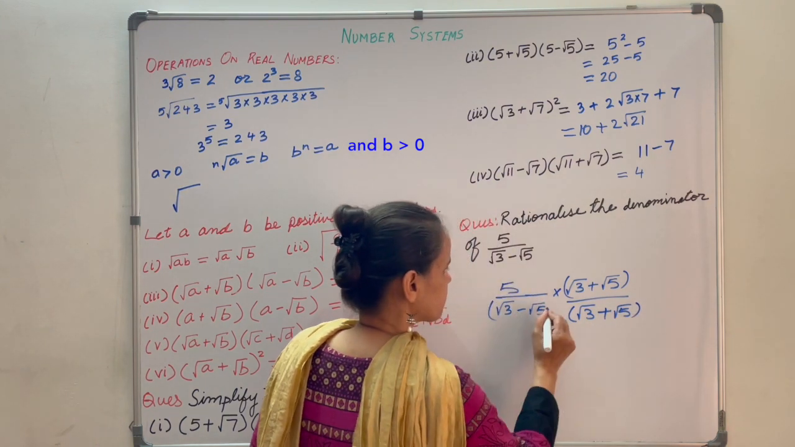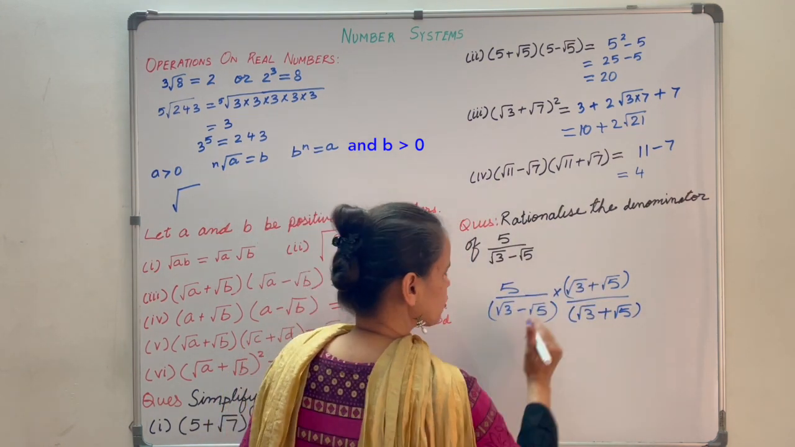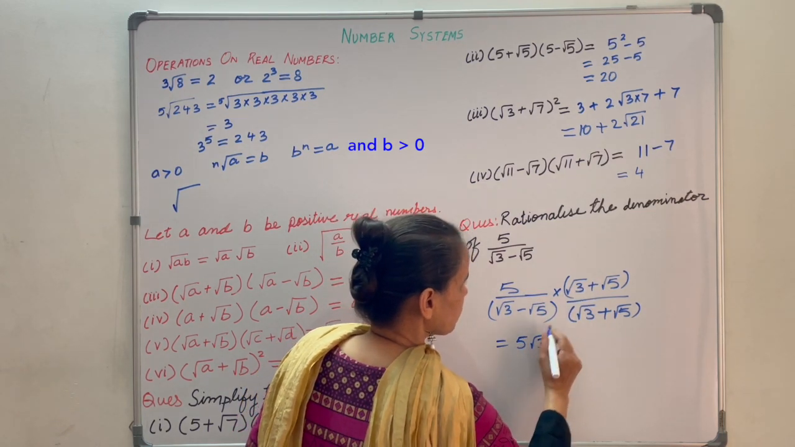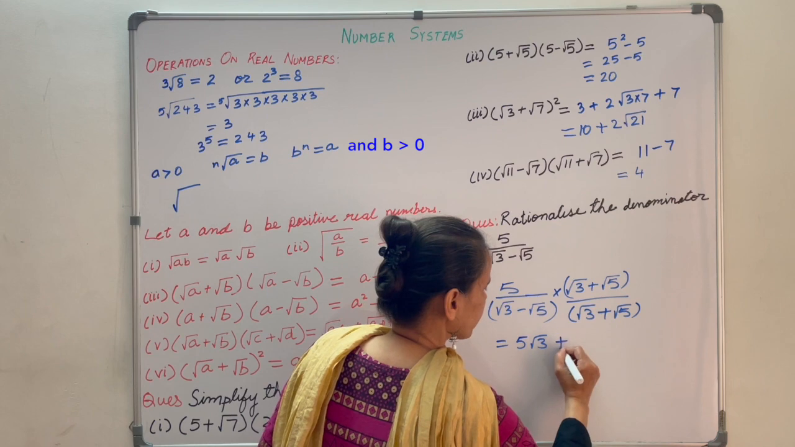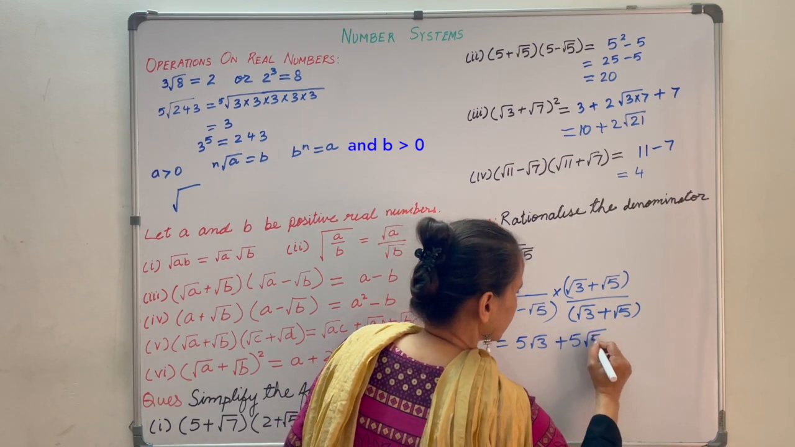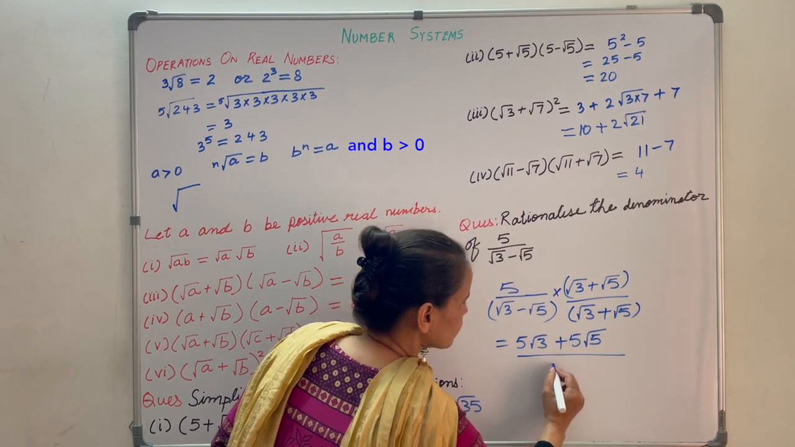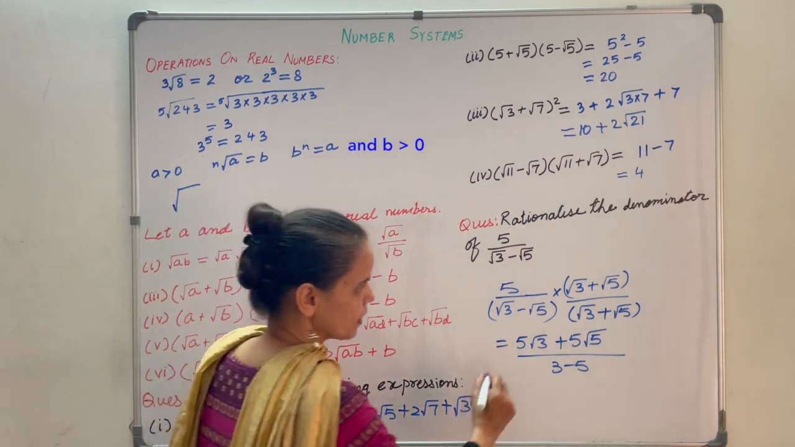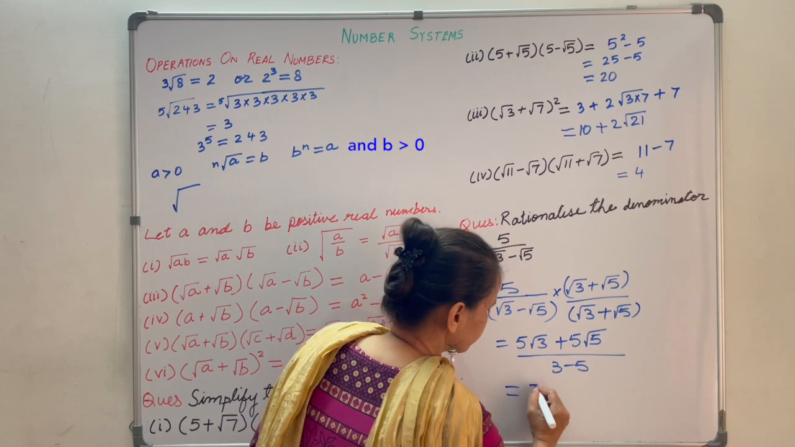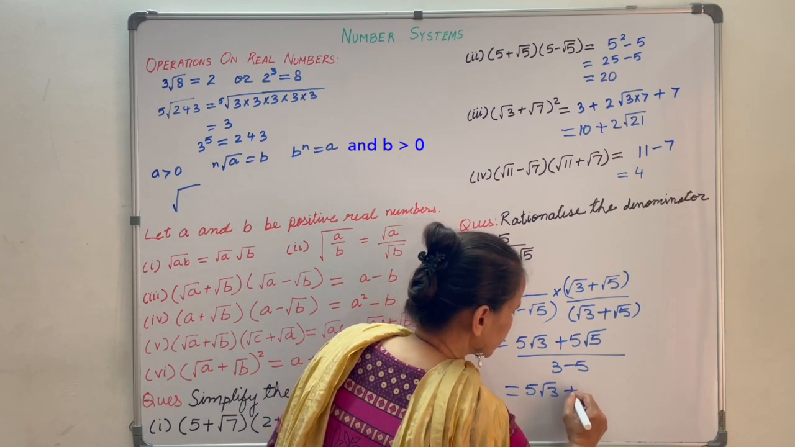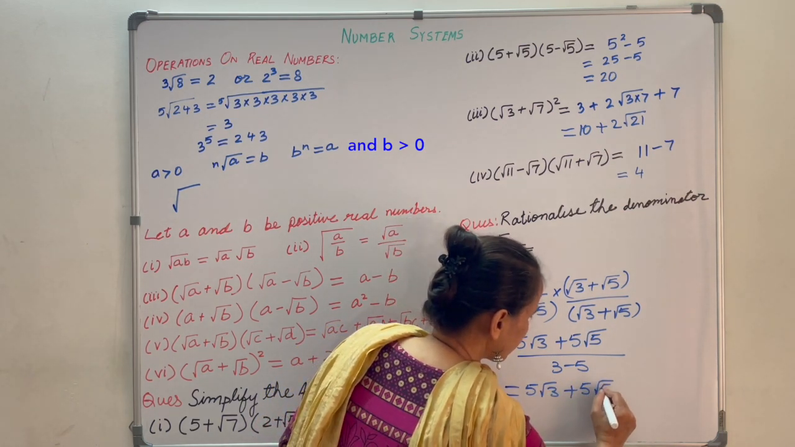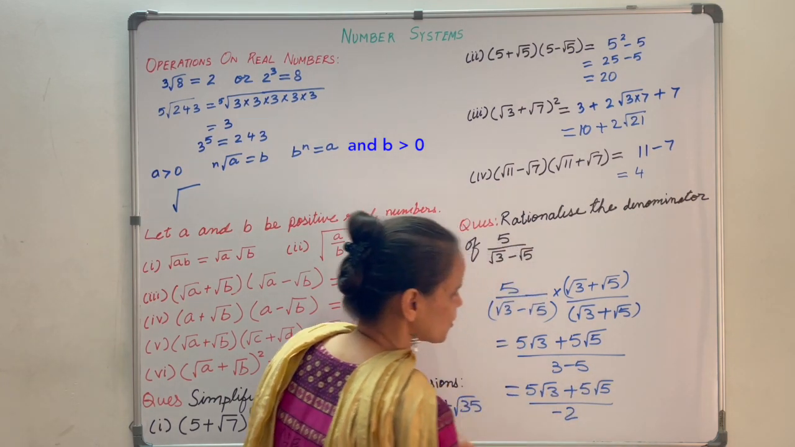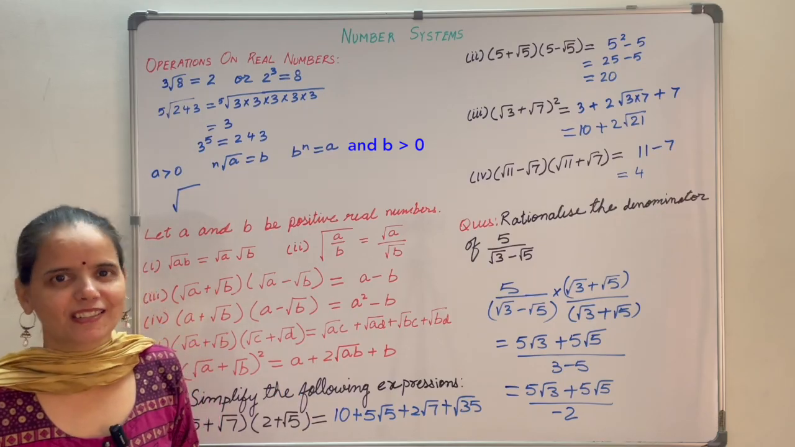So you are multiplying this. So in the numerator you have 5 into root 3 plus 5 root 5. And in the denominator you have 3 minus 5 because this is a minus b. So here what will you get? 5 root 3 plus 5 root 5 upon 3 minus 5, which is minus 2. So you have rationalized your denominator.